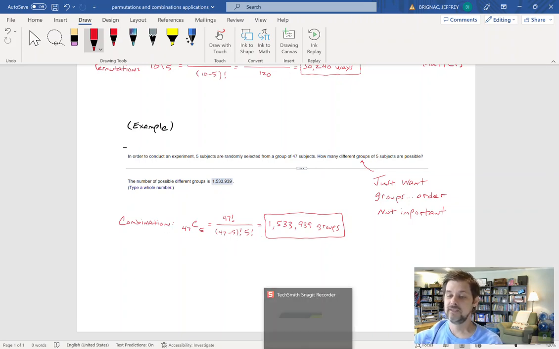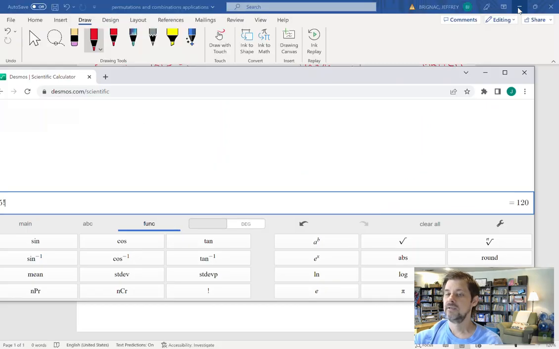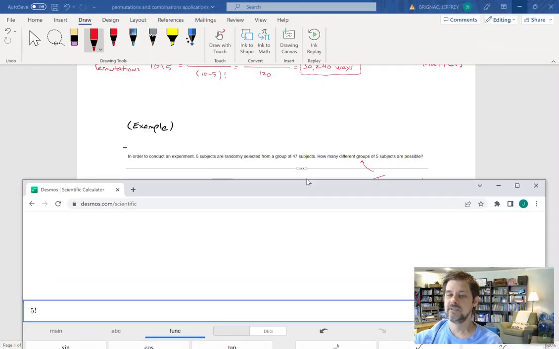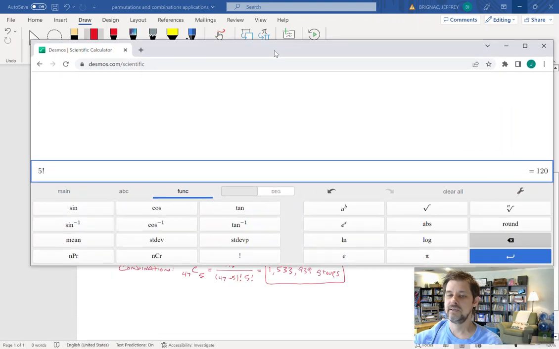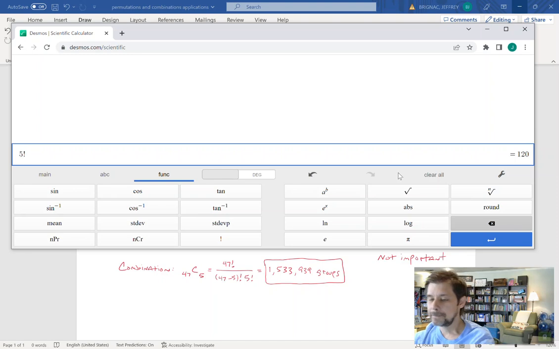Now, one thing that I'll mention, I said that you could do this on a calculator, and so here's the calculator I was going to use as an example, even though it might look a little bit different than yours. I said that you could use the factorial key and do it that way, but you probably also have the buttons to calculate 47 choose 5, or the permutation directly.